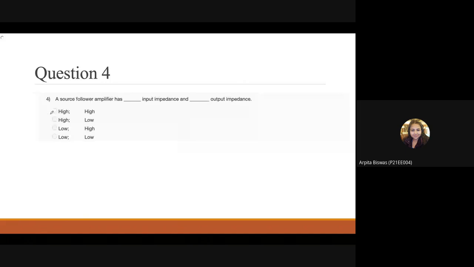So this is question 4. A source follower amplifier has dash input impedance and dash output impedance. High input and low output. Yes, option B is right.